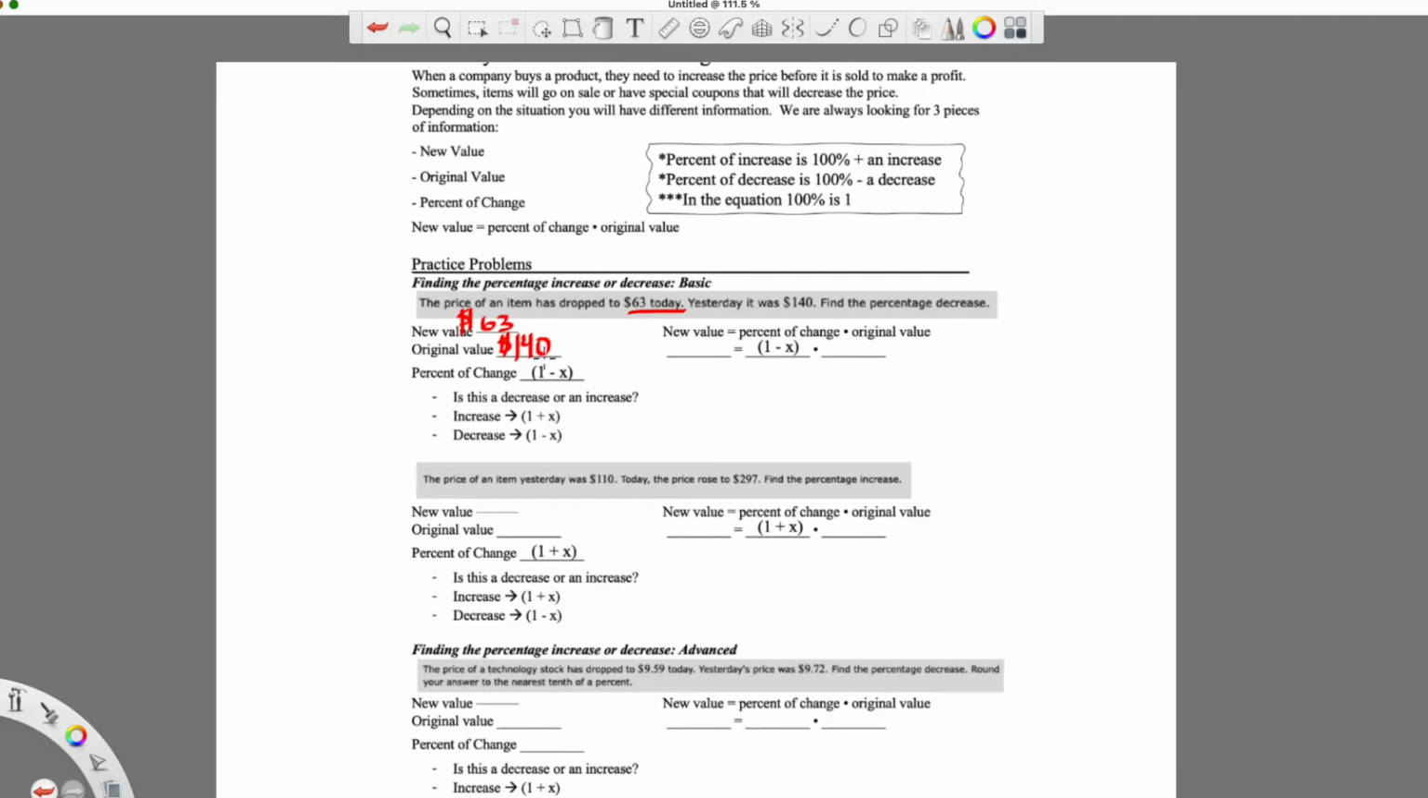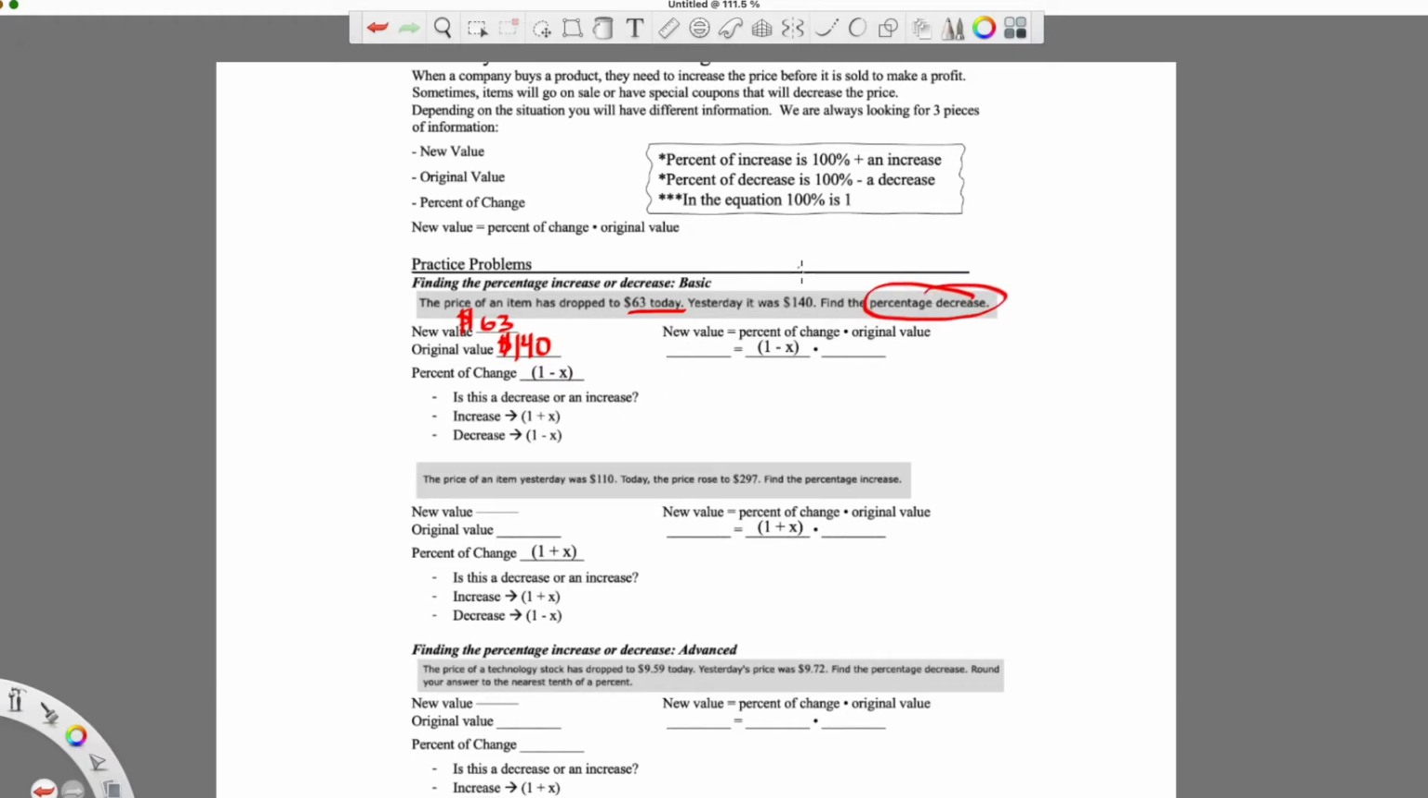And the percent of change, so remember it's going to be the 100% minus the percentage that it changed by, because it's a decrease. That's why we're subtracting. And instead of saying 100, we write it as 1. So it's 1 minus X. X is going to be our discount, our percentage that it dropped. We don't know that. That's what we're trying to find, the percentage decrease.